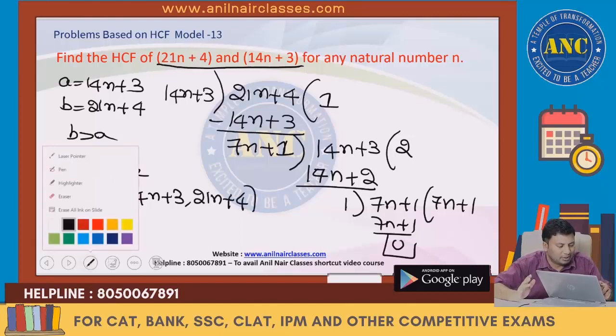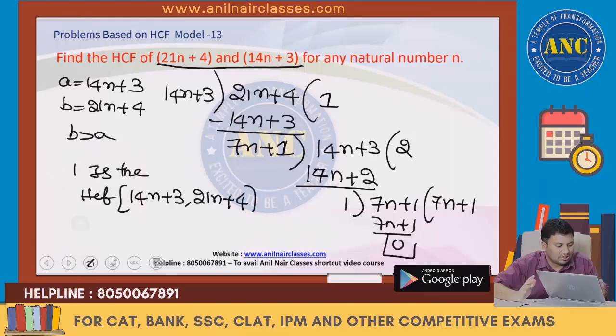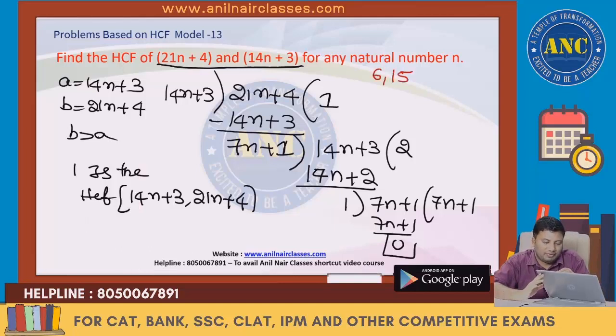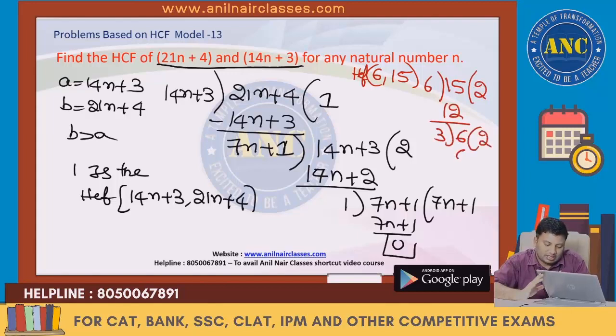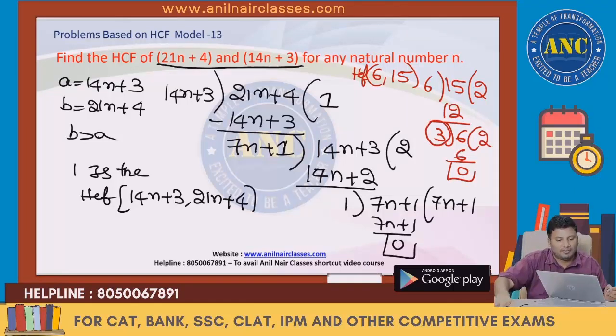It is very simple. It is nothing but doing the same as finding the HCF of 6 comma 15. How did we do it? We took the larger number. 6 2's are 12. Remainder is 3. 3 2's are 6. Remainder is 0. If the remainder is 0, 3 is the HCF of 6 comma 15.